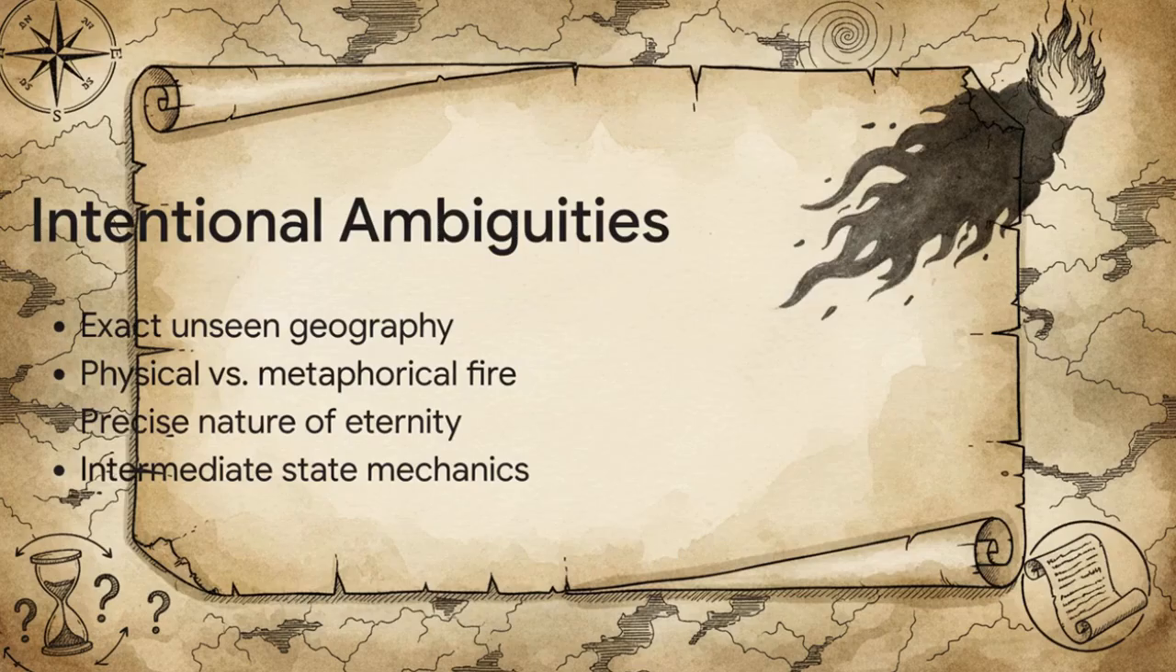The exact geography of the unseen world, total mystery. The physical versus metaphorical nature of the fire and darkness, undefined. Even the precise nature of eternity is hotly debated among faithful readers. Does it mean endless conscious torment, or does it mean eventual irreversible destruction, what's often called annihilation? The source material uses the language of both unending fire and complete destruction, refusing to just lay out a neat philosophical map to settle the debate. Even the exact mechanics of how we experience the intermediate state remain totally veiled.